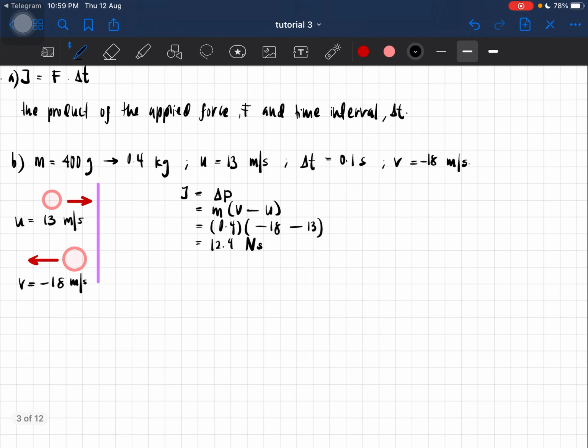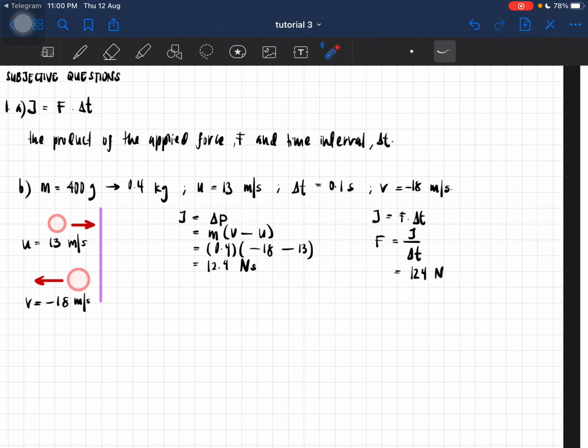And then we know that from question A, impulse is equal to F delta T. So from here, we can find the force acting on the ball by the wall. So J over delta T, then you'll get the force to be equal to 124 Newton. Okay, so the force is going towards the ball. So it's from the wall going to the ball. Right, so that is question number 1.